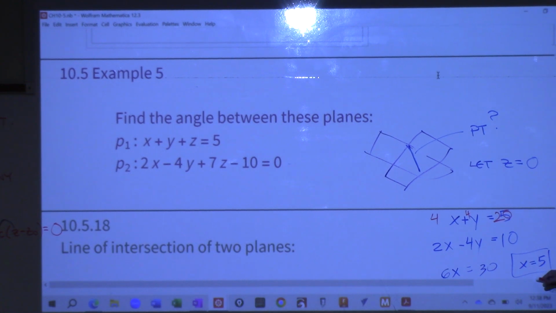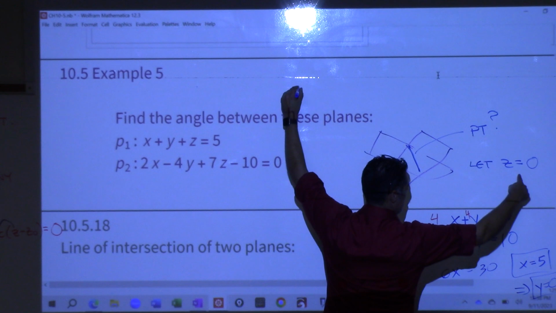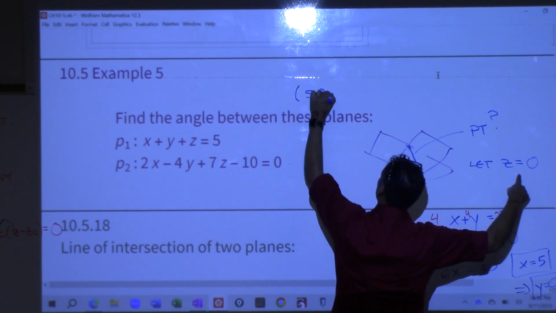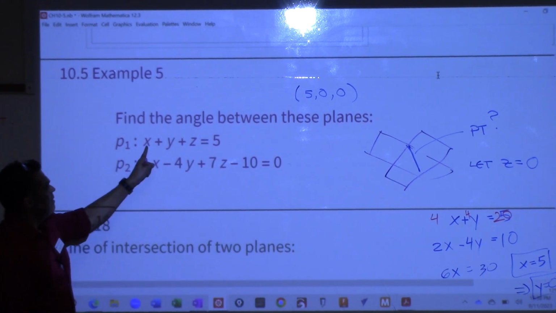Once I know what x is, I can go back to either one of the equations. Y is what? Y is 0? Really? Is it? Yeah, I think it is. So that implies y is 0. So have I found a point that is on the intersection of those two? Z was 0, remember? So I have x was 5, y was 0, and z was 0. Is that point on the intersection of these planes? Yep, 5, 0, 0.